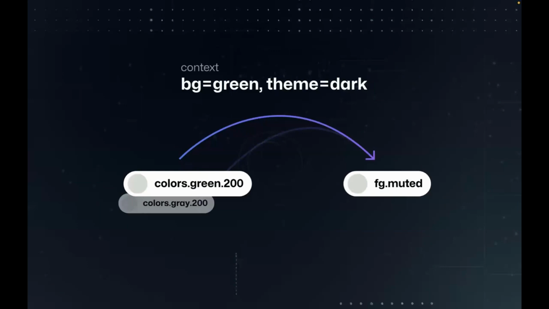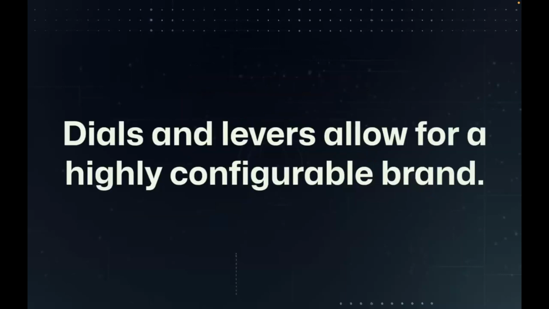A more configurable approach would let us have these dynamic references. So I could say my context is background green and my theme is dark, and it would then automatically swap out the token itself. But we don't really provide any configuration like that for these dials and levers.